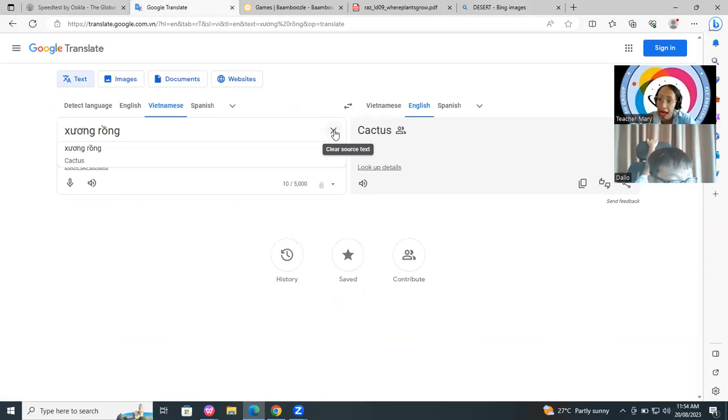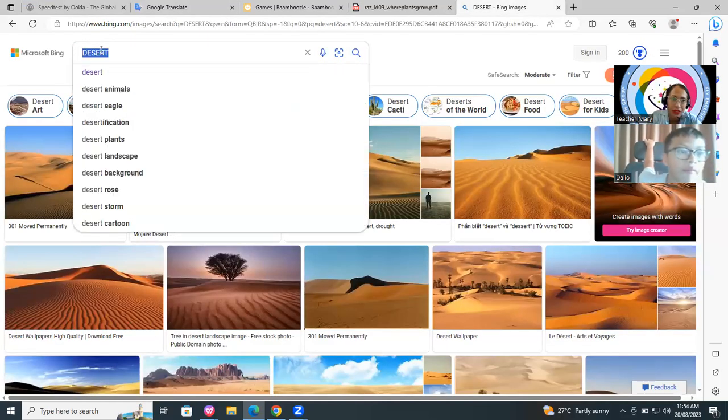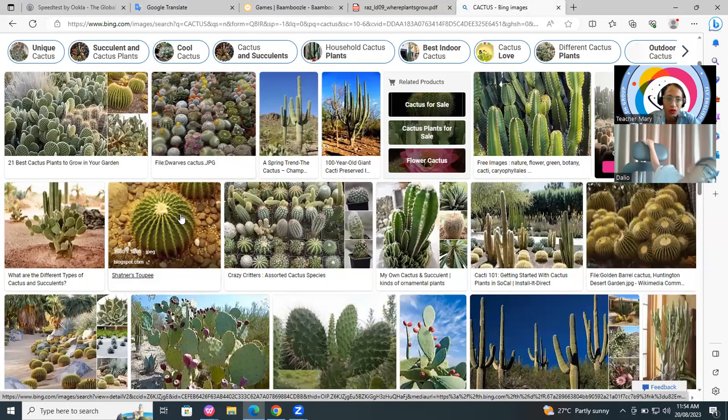Oh, do not forget the word cactus. Okay, Dalio, say it. Cactus. Yep, do not forget the English words, okay? Cactus. Yep, okay, wow, cacti are so beautiful. Choose a picture, please.